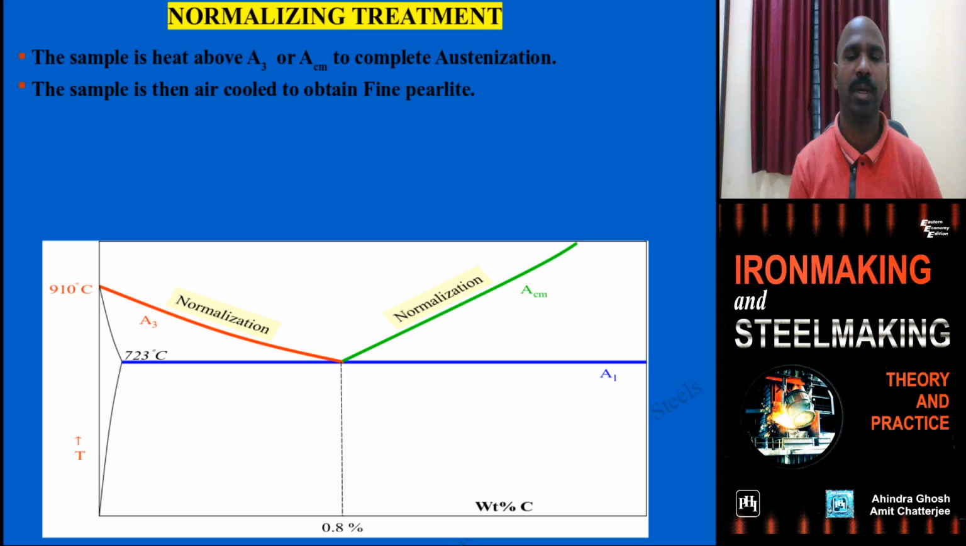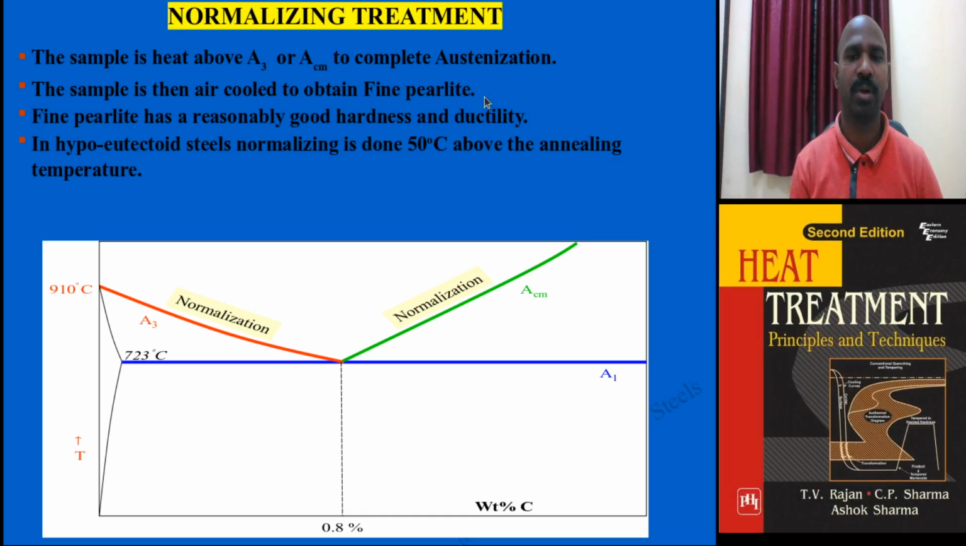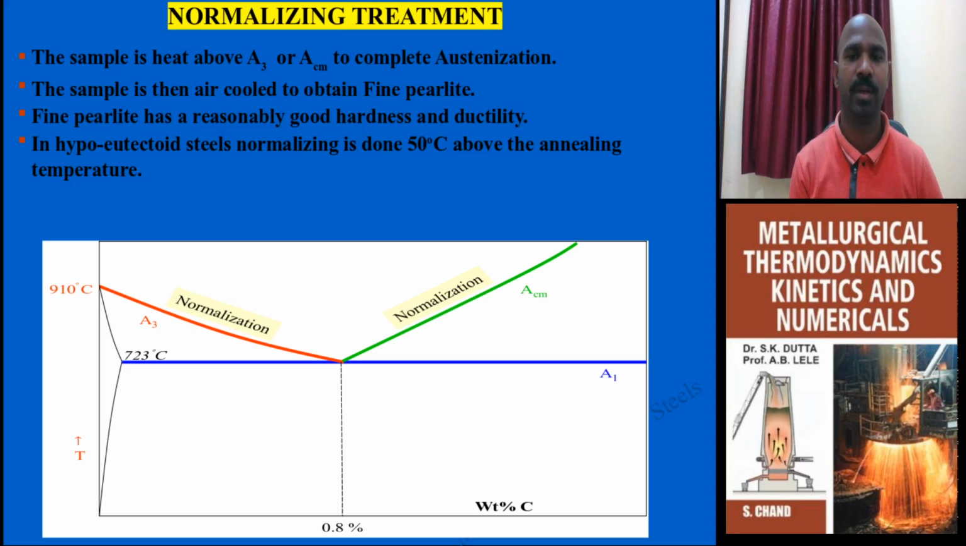In the annealing process the end microstructural product was coarse perlite, whereas in normalizing it is fine perlite. That fine perlite has reasonably good hardness and ductility, whereas in annealing, as you have seen, good hardness was not achieved. Here it was achieved by doing the air cooling process.